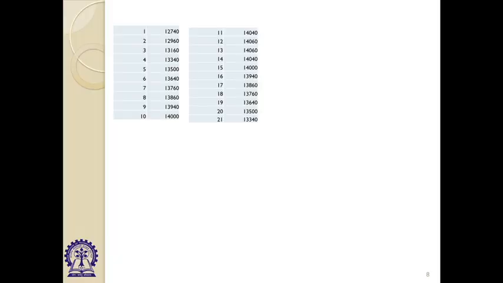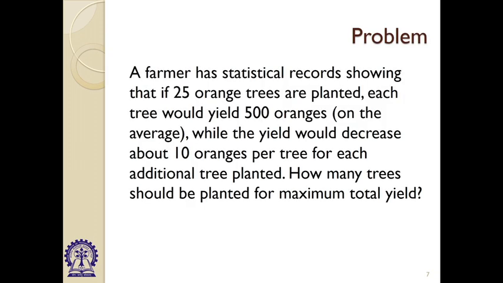Now, this is another problem, just see. Now, a farmer has statistical records showing that if 25 orange trees are planted, each tree would yield 500 oranges. But there is one information that if we plant only one tree extra, then 10 oranges per tree will reduce. Now, the question is given to you, how many trees should be planted for maximum total yield?